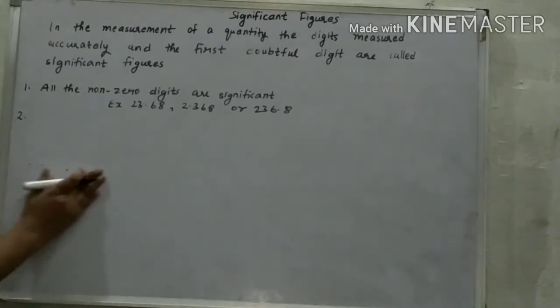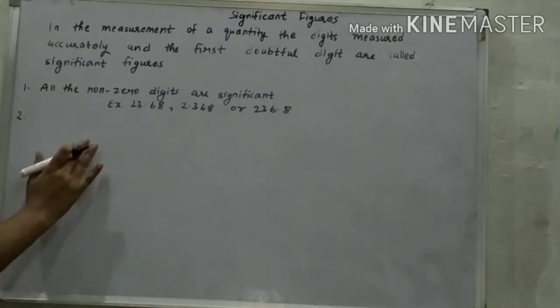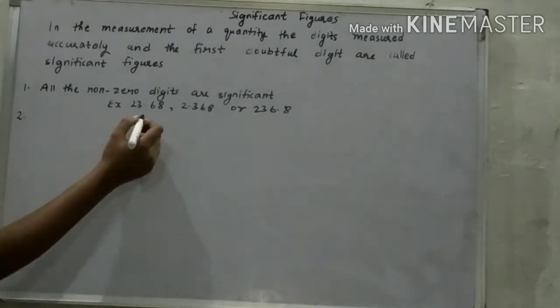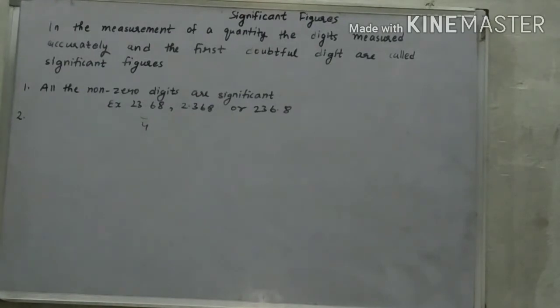So in significant figures, you will count the doubtful digit also. Okay. The first rule is that all the non-zero digits are significant. For example, 23.68, 2.368, 236.8. These are all non-zero digits, and the significant figures in each of these will be 4. This is your first rule.